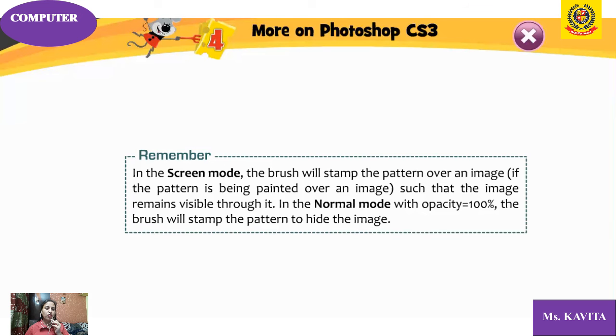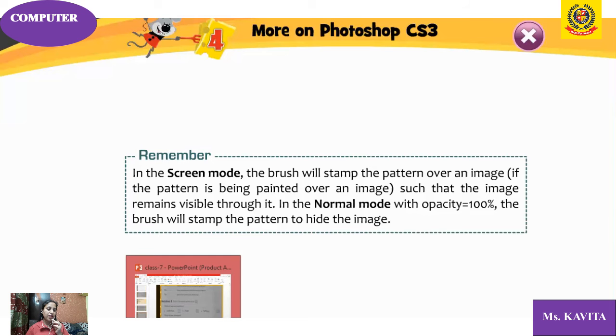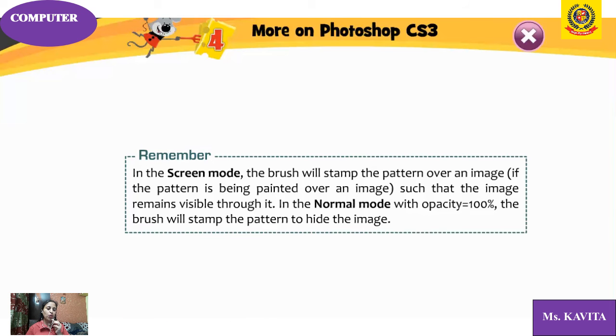So in the screen mode, the brush will stamp the pattern over an image, so that the image remains visible through it. In the normal mode with opacity 100%, the brush will stamp the pattern to hide an image. You have to remember that in screen mode, the stamped pattern will remove.